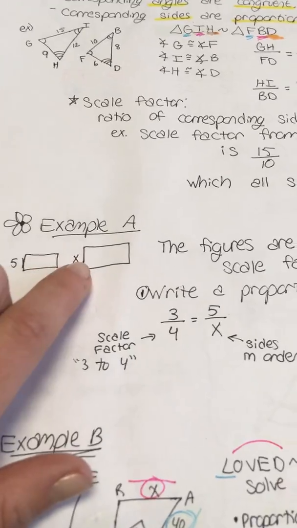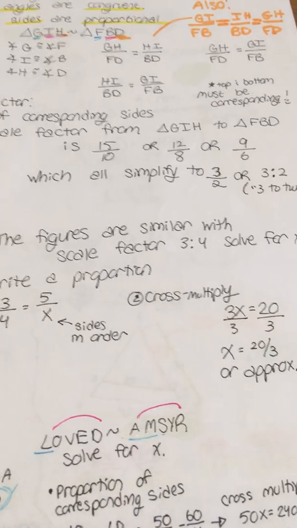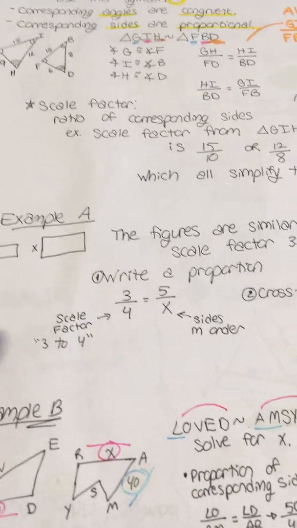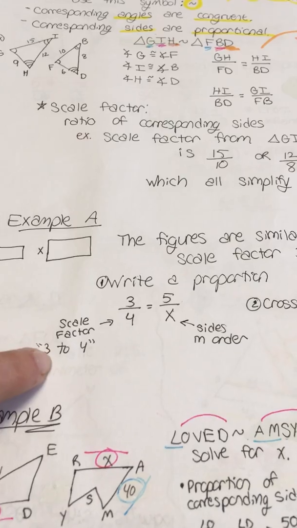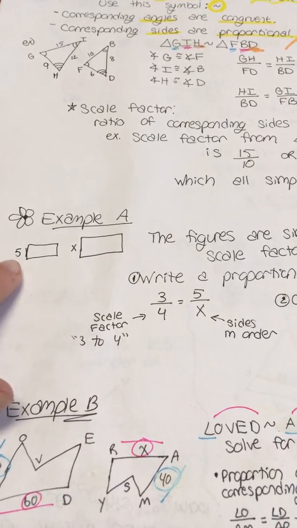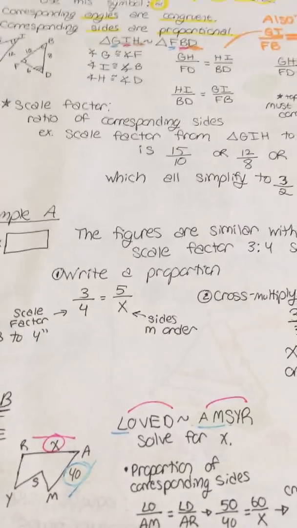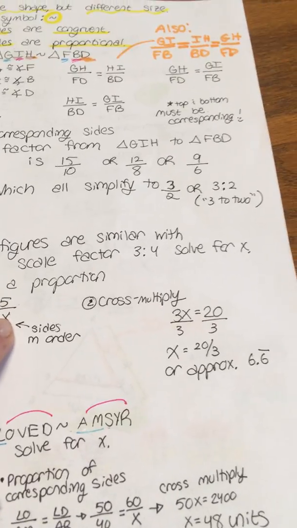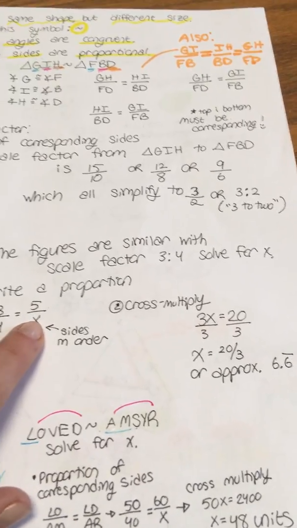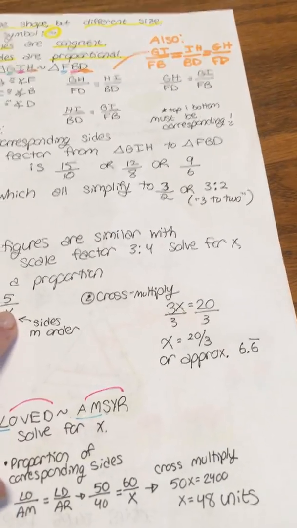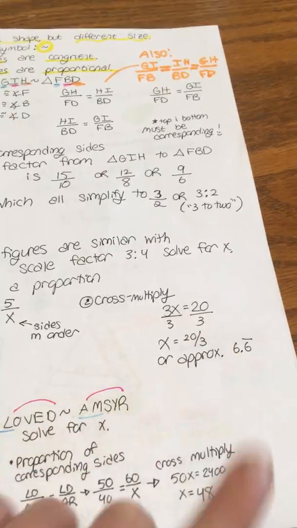Some examples. So here, if you have one side is 5, one side is x, the figures are similar with scale factor 3 to 4, and you need to solve for x. So first thing to do would be write a proportion where one side is your scale factor, 3 to 4. The other side is your sides in order that you see them, 5 to x. Then you simply cross multiply, so 3x is equal to 20, and then you're dividing. You can get decimals and fractions. Probably on pages 5 through 8 there won't be any crazy decimals, but in this case it ends up being 6.6 repeating, which is fine.